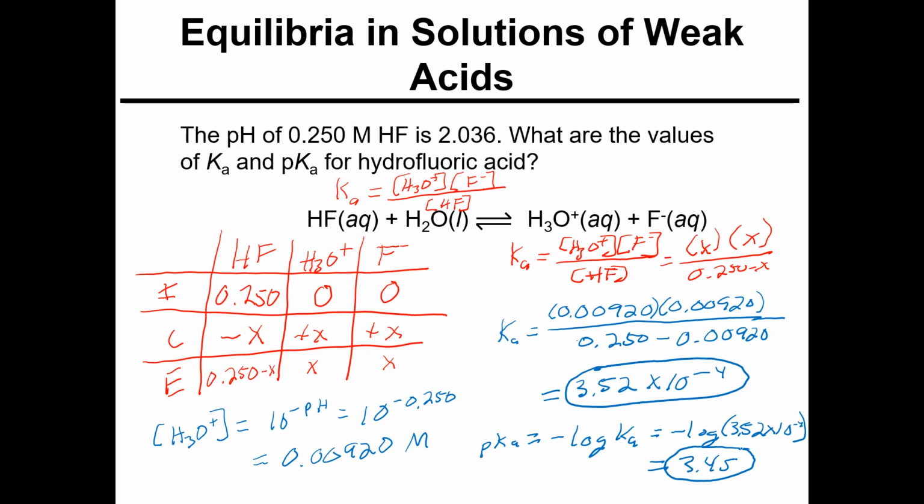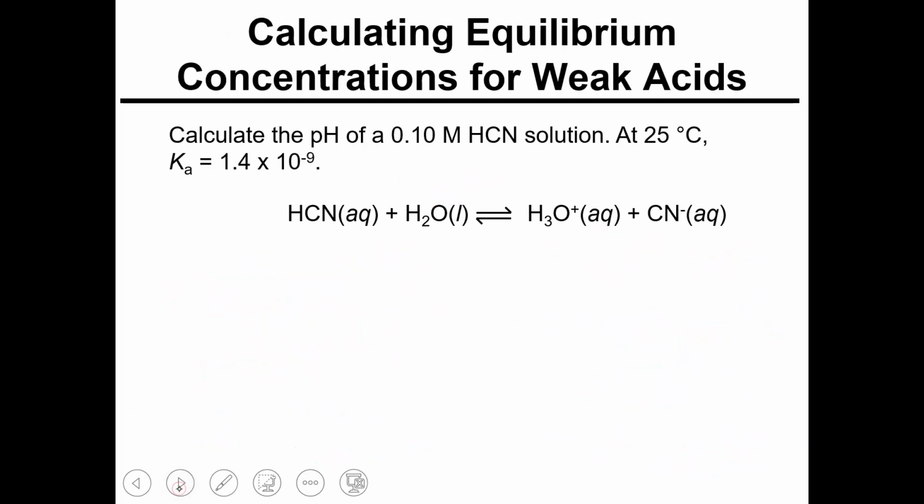Okay, let's look at another example where we're dealing with an equilibrium of a weak acid. So the question asks us to calculate the pH of a 0.10 molar HCN solution. At 25 degrees Celsius, Ka is equal to 1.4 times 10 to the negative 9. Now, if this were a strong acid, since there's only one hydrogen and one proton in our acid, then the molarity of the acid would be equal to the molarity of the H3O plus. But this isn't a strong acid.